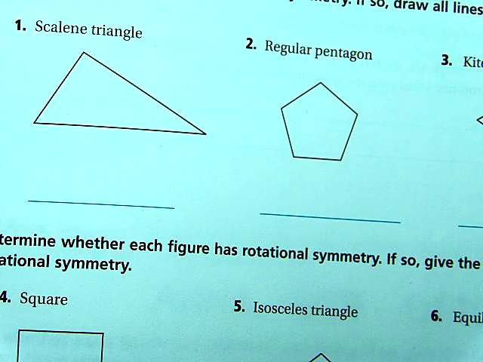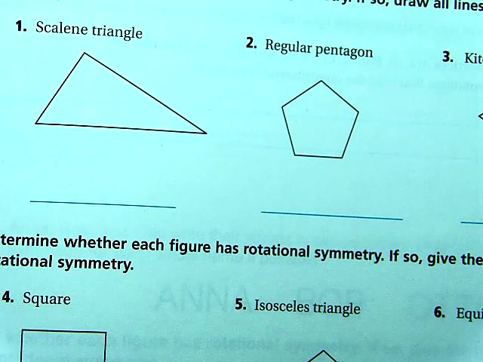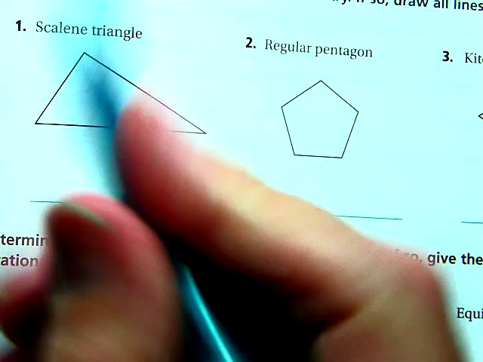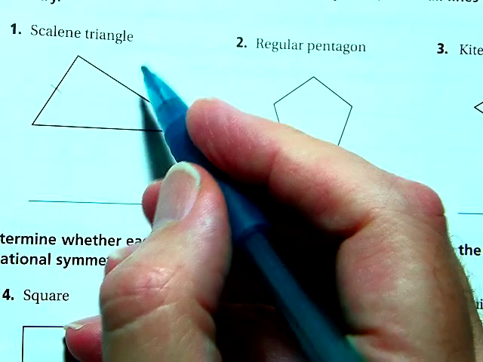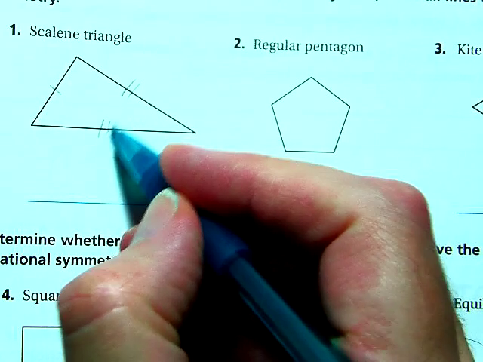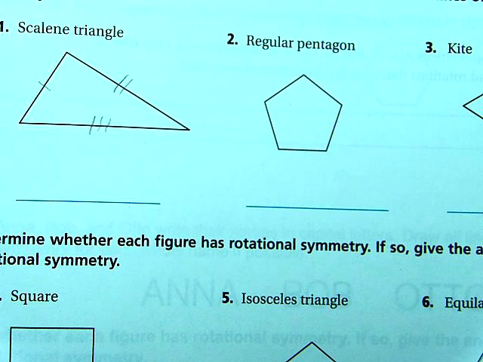We could represent this if we wanted by drawing one line through one side, two lines through another side, and three lines through the third side. That's sort of saying that all the three measurements are different.